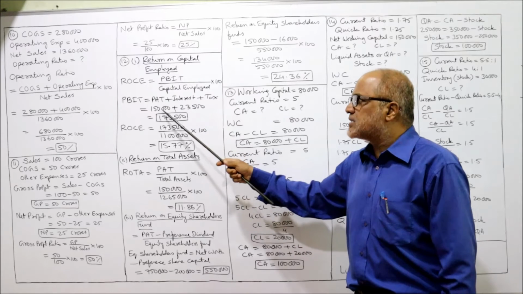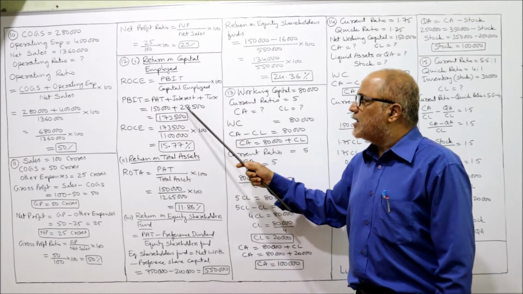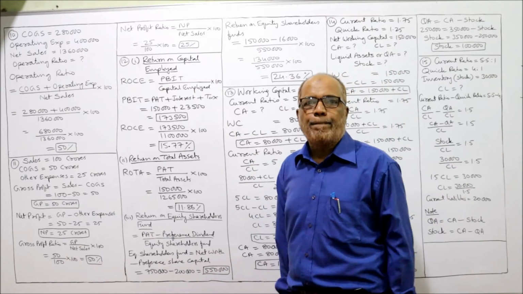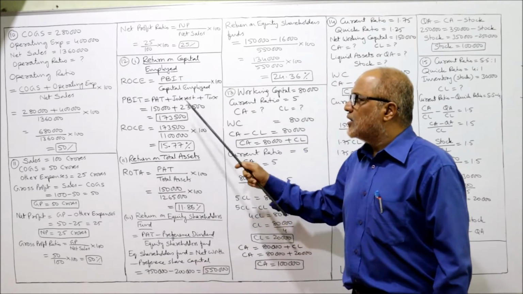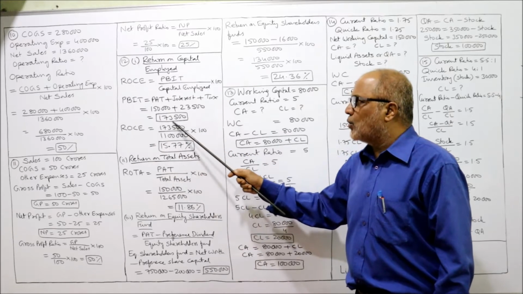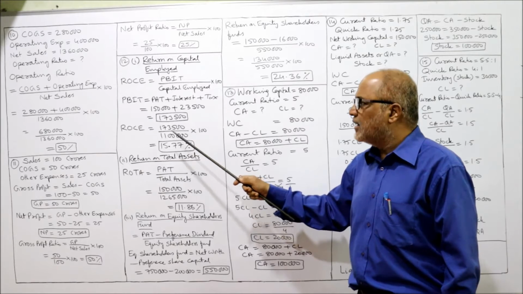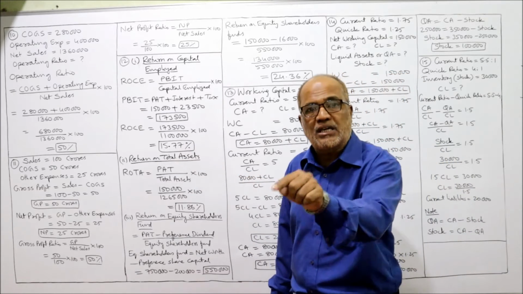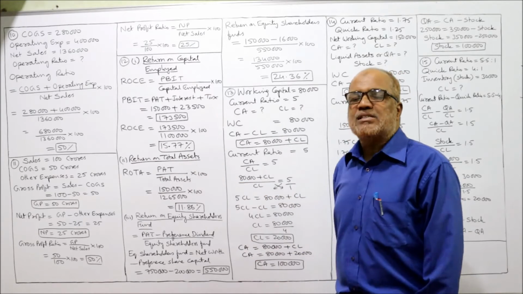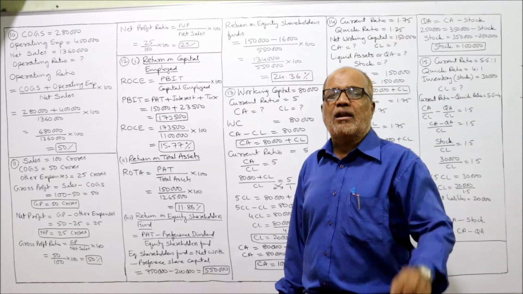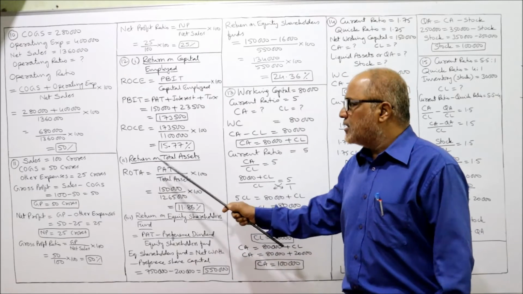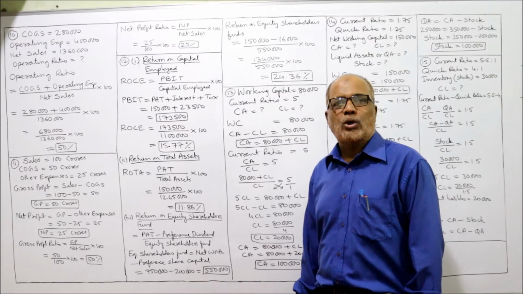In the problem, PAT is given, 1,50,000. Interest is given, 23,500. But tax is not at all given in the problem. So adding up, 1,73,500 is the PBIT. Now ROCE is equal to 1,73,500 PBIT divided by capital employed, 11 lakh rupees, given directly in the problem. So 15.77% is the ROCE, return on capital employed. Finished. Second ratio, return on total assets, ROTA.